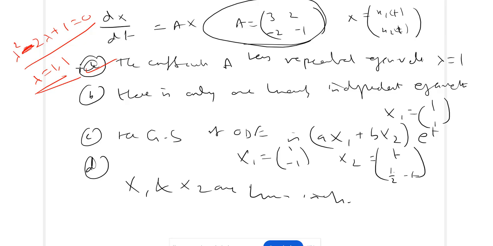Actually this is the repeated value now. There is a linearly independent eigenvector, that is x1 equal to 1, minus 1. Another eigenvector will depend on this eigenvector. So option B is also correct. Okay.